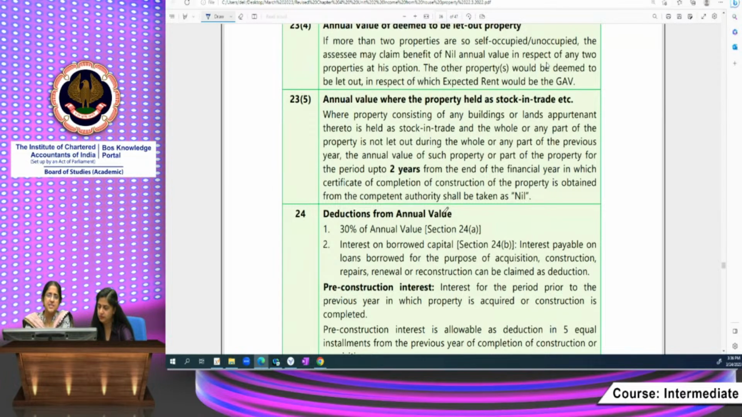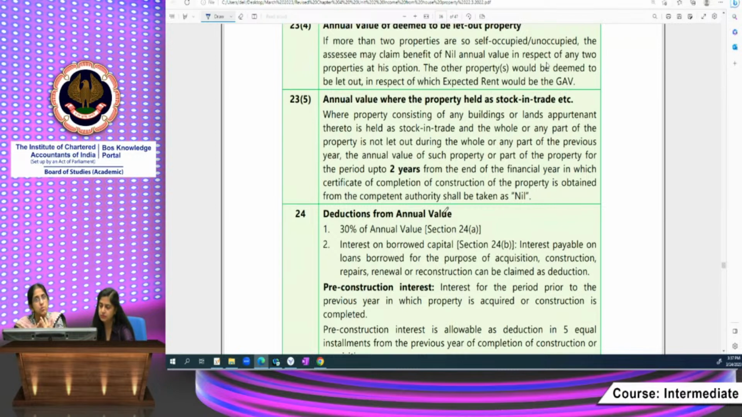Now, as far as interest on borrowed capital is concerned, in case of self-occupied property, because the annual value is nil, you won't get the benefit of 30% of annual value. That benefit is not available. Municipal taxes benefit is also not available. But interest on borrowed capital alone, you can claim, but the maximum allowable is 2 lakh. Okay, if the interest is for construction or acquisition of house property, but if it's for repairs and all, maximum allowable is 30,000. And even if there are 2 self-occupied properties, 2 lakh is the consolidated total limit.